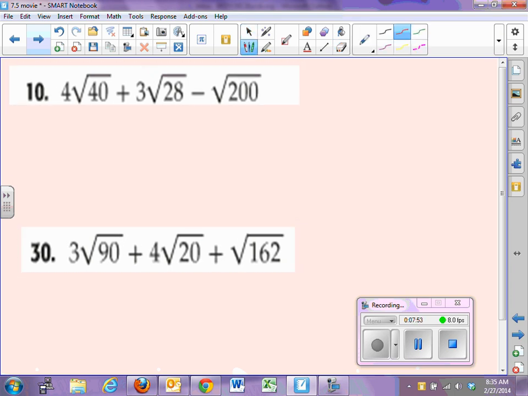All right, go ahead and write the problem number 10. 4 radical 40 plus 3 radical 28 minus radical 200. I'm going to break 40 up into, I like to use a tree method where I break it down into its prime factorization. So keep breaking down the factors until you can't do it anymore. And all you're going to do is take the last numbers you've gotten. You're not going to look at the 4, the 10, and the 40 anymore. You're only going to look at the ones left over.